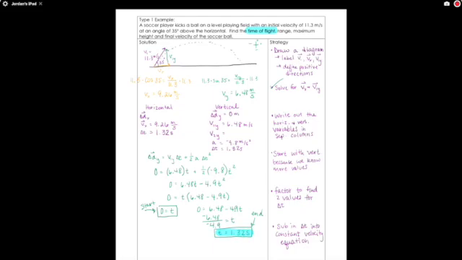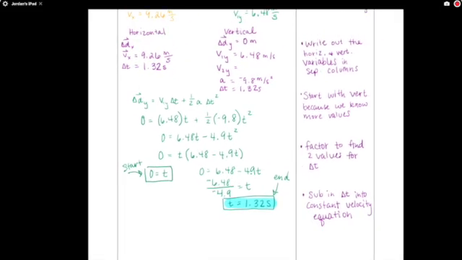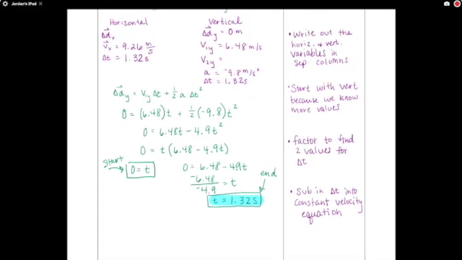Okay, so the next thing we're going to do is range. Since we found time, now we have 2 of the 3 variables in the horizontal. So we can go ahead and solve for that. Okay, so for the range, we're going to use the velocity equals distance over time, or displacement over time.